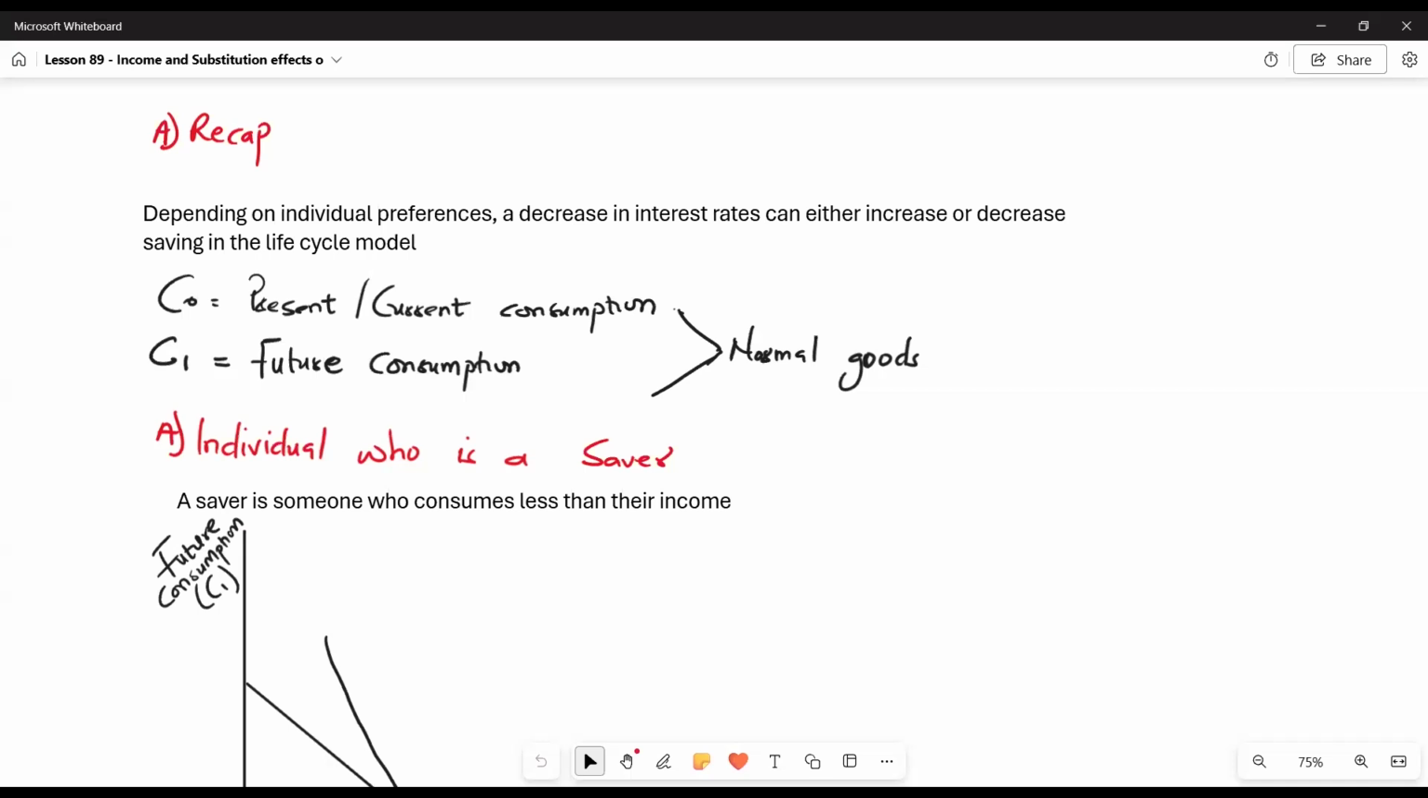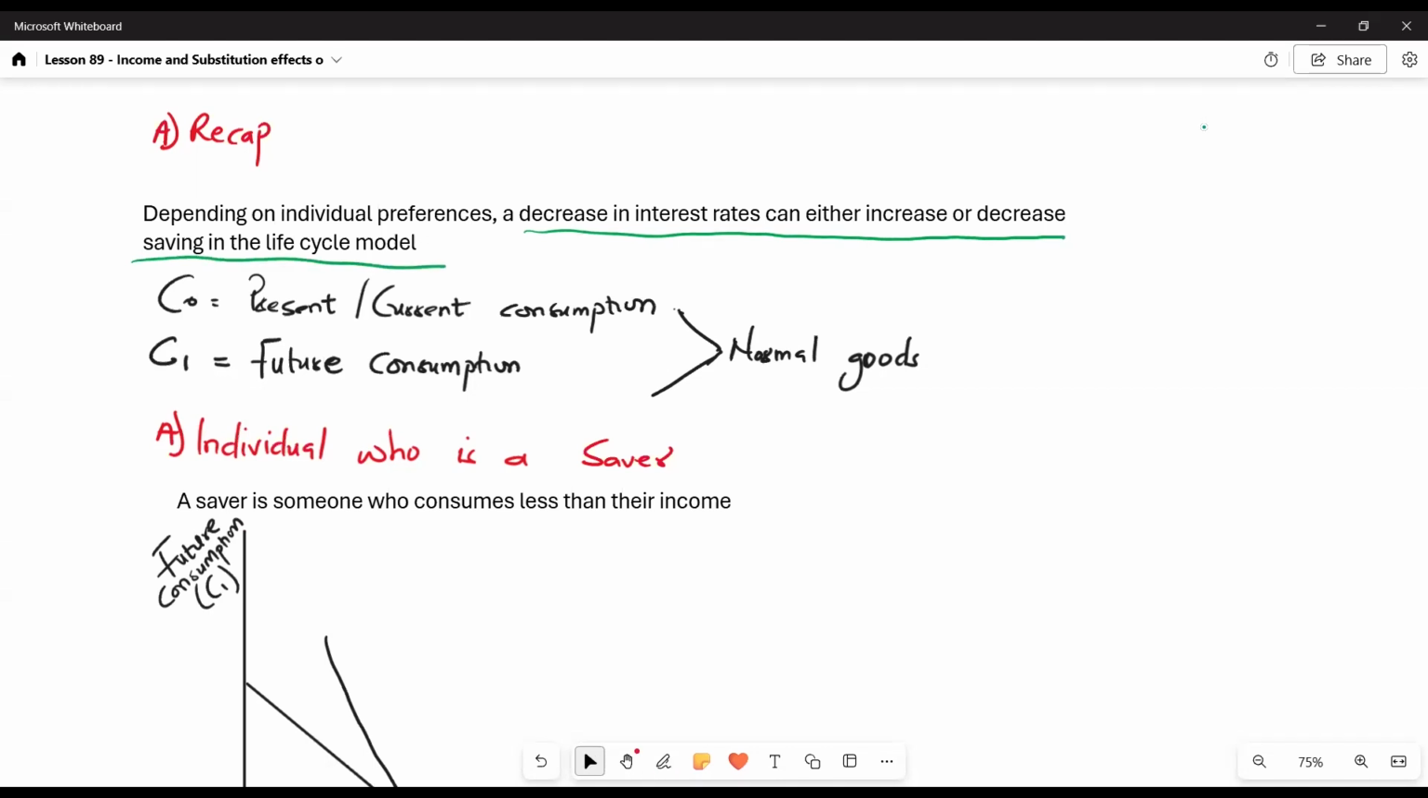Hi, welcome back. In our previous lesson, we looked at what happens in the life cycle model when interest rate changes. Today, we'll be moving on to income and substitution effect of a change in interest rate in the life cycle model. In our previous lessons, we mentioned that depending on individual preferences, a decrease in interest rate can either increase or decrease saving in the life cycle model.